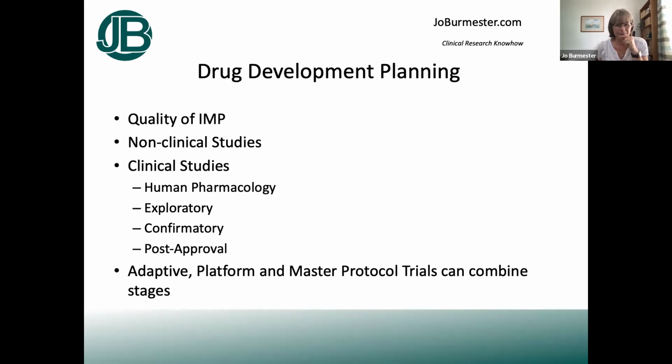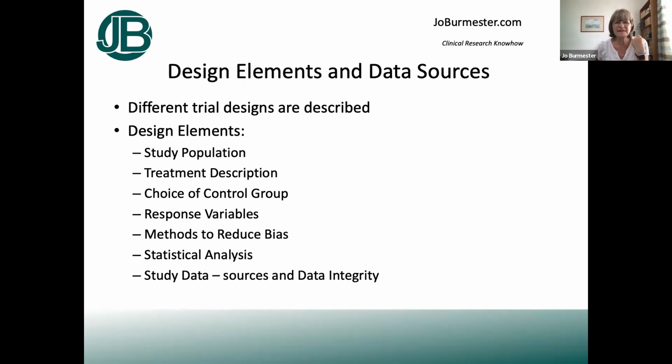Okay. So it then talks about the design elements and data sources. It talks about those different trial designs that we've looked at, and then it looks at the design elements that we need to think about when we're writing clinical trials. So study population, inclusion, exclusion criteria, treatment description, including things like dosage regimen and precautions and all of that sort of thing, and dose escalation if you've got an adaptive trial or a pharmacokinetic trial.